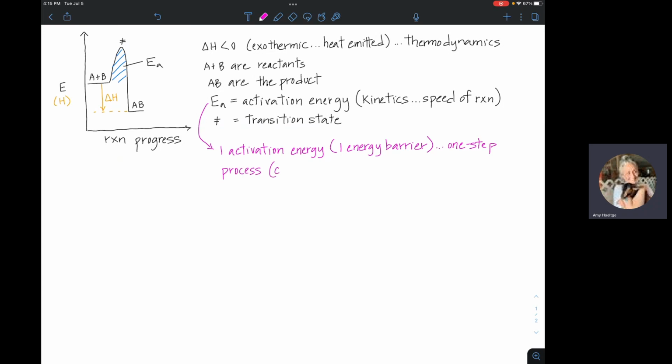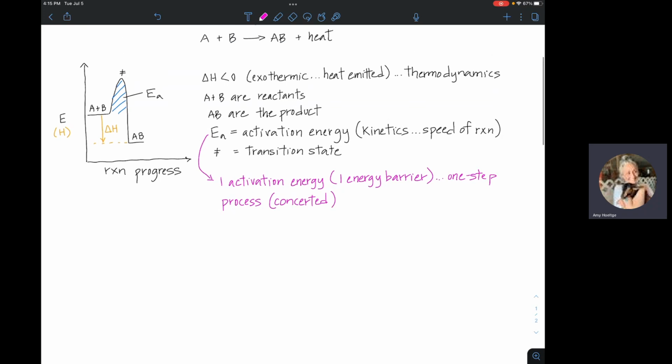We call that a concerted process. We will be looking, very specifically, at certain reactions that will occur in just one step like that. And the data that's derived from the kinetics will tell us which molecules are involved in that step.